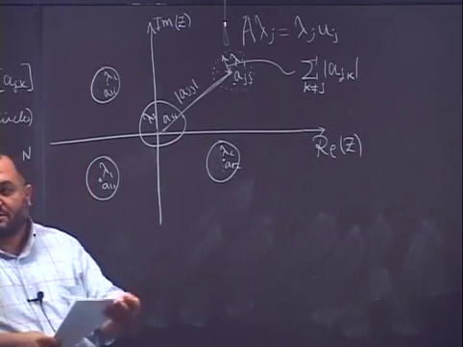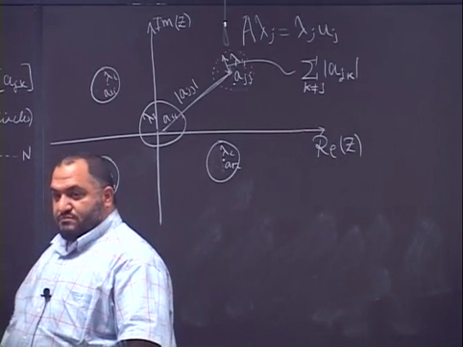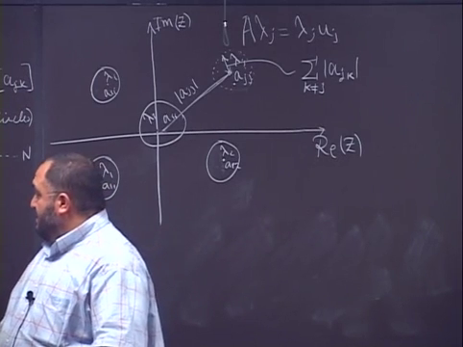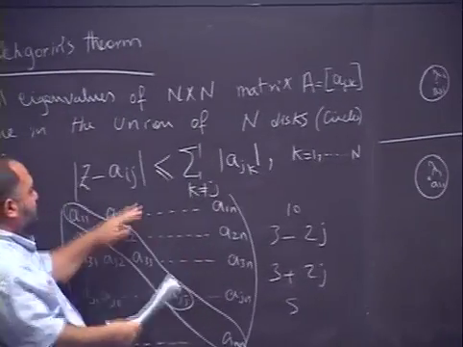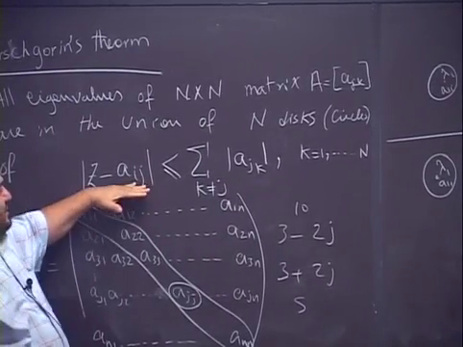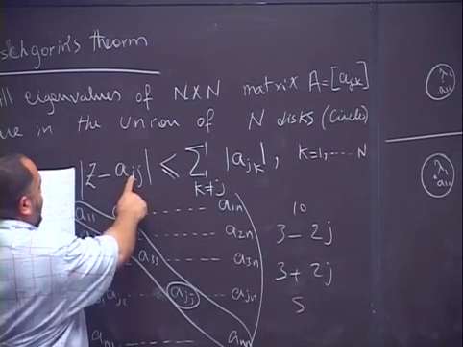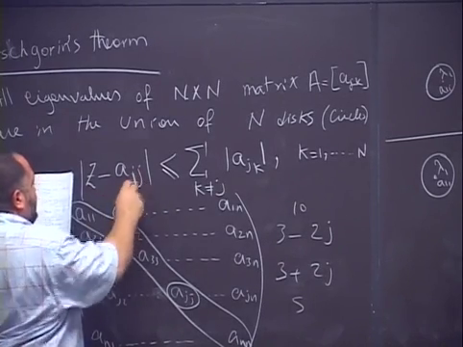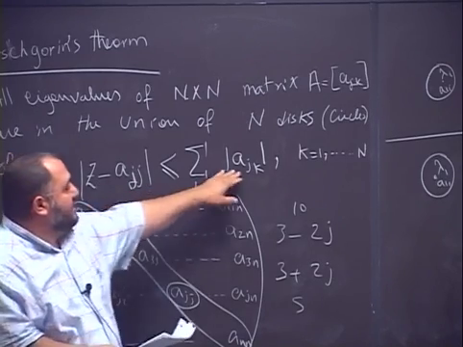Yes? And the expression for the disk? No, I will show you the expression. Yeah, I will show you the expression. So, you mean here? Yeah, this is Ajj. Sorry. So this is z minus Ajj, and this is Ajk.